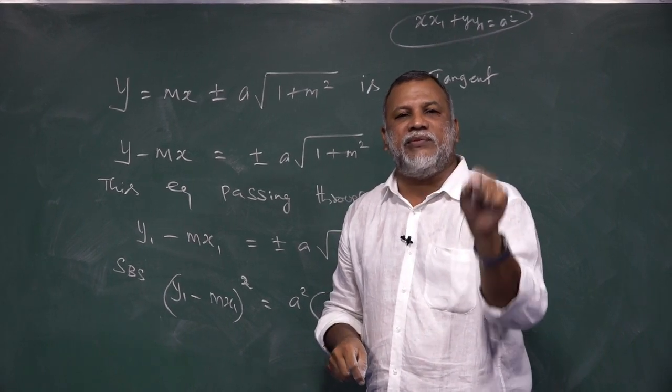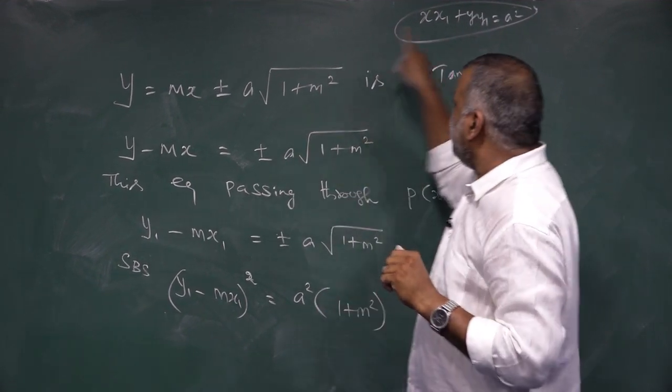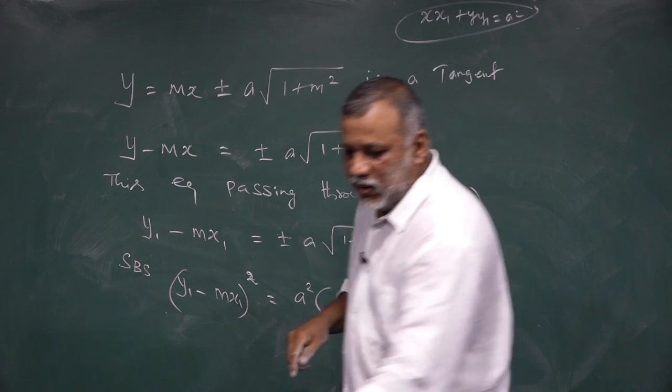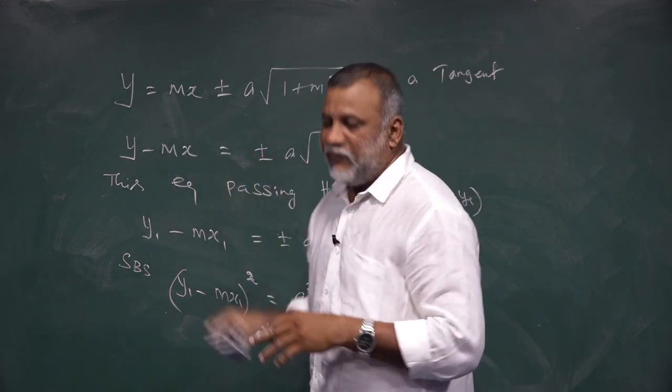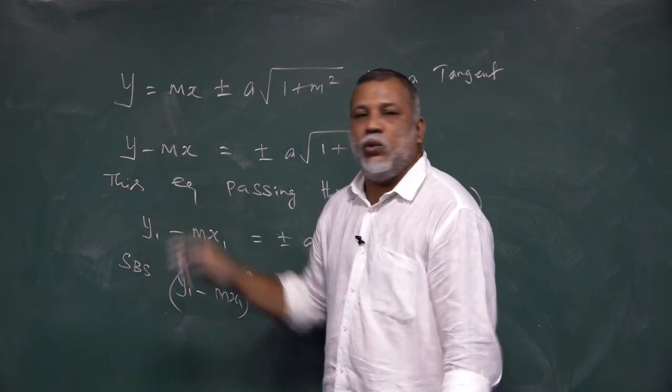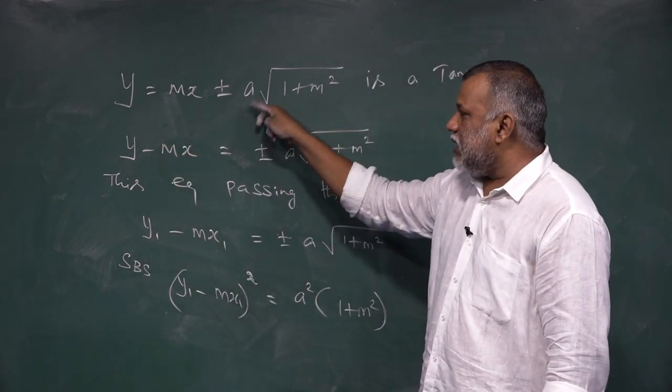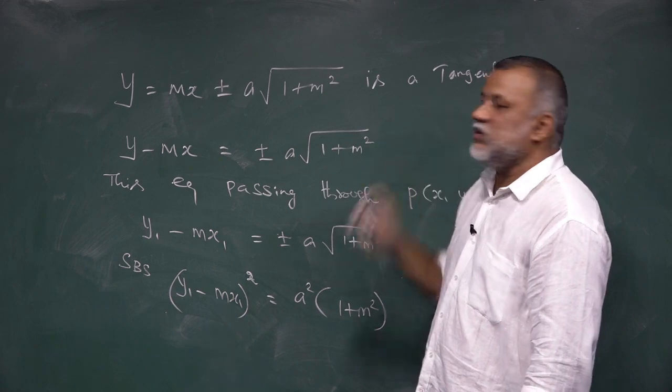That means for the equation of the tangent at x1, y1, we can select this one. Here, the point is not on the circle, it is given outside. Therefore, we are not able to use this one. So instead of that, just now I derived y equal to mx plus or minus a into root of 1 plus m squared as the equation of the tangent.